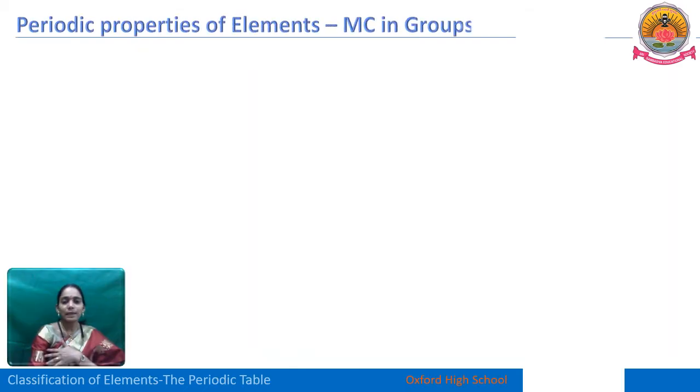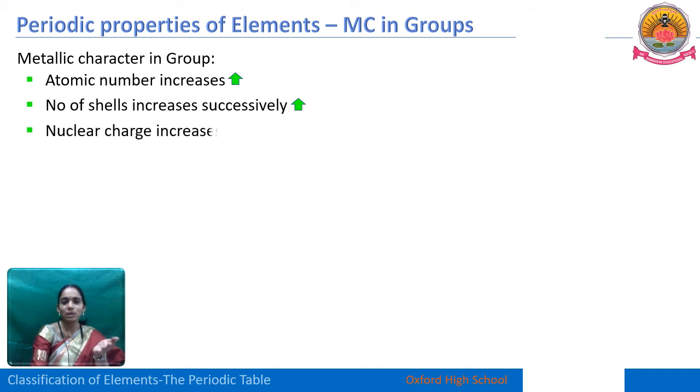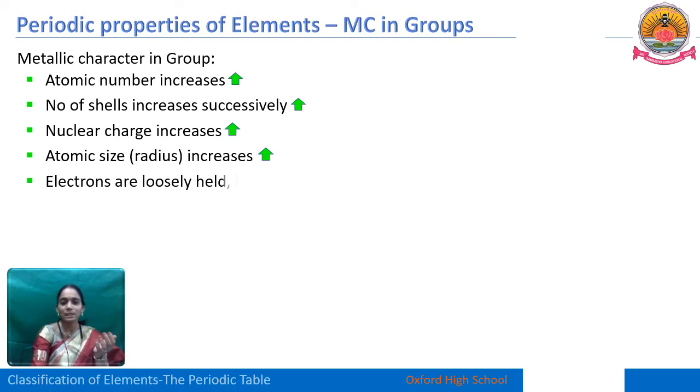How is the metallic character trending in a group? We know that atomic number increases, which means nuclear charge increases, but here in a group from top to bottom the number of shells increases successively, one by one. So nuclear force of attraction increases, but because the number of shells increases, the distance from the center of the nucleus to the outermost shell increases, so atomic radius increases.